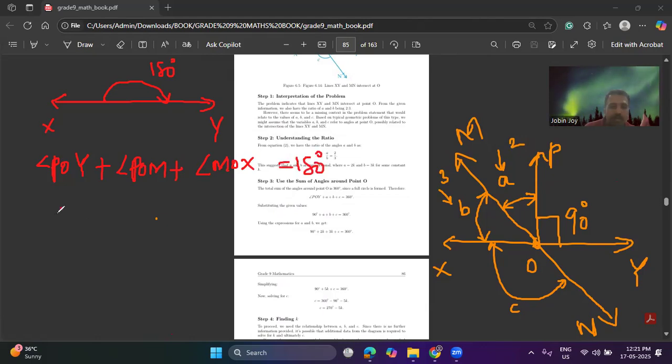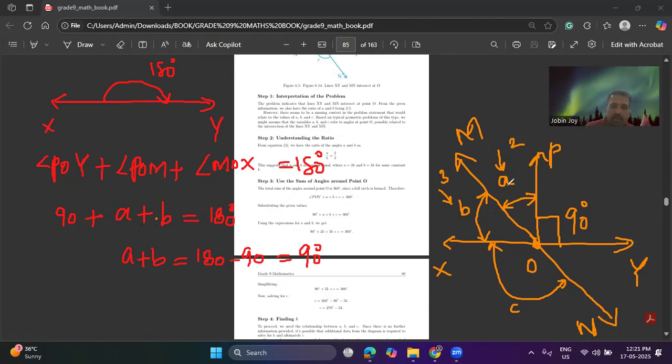What is angle POY? 90 degree. What is angle POM? A. What is angle MOX? B. Equal to 180 degree. So A plus B is equal to 180 minus 90. What is 180 minus 90? 90 degree. So A plus B is equal to 90 degree.